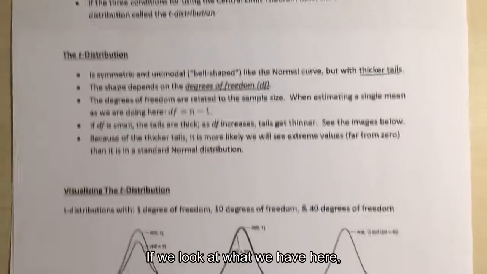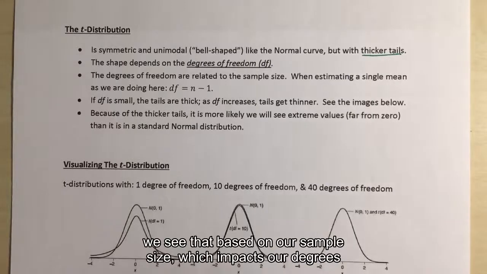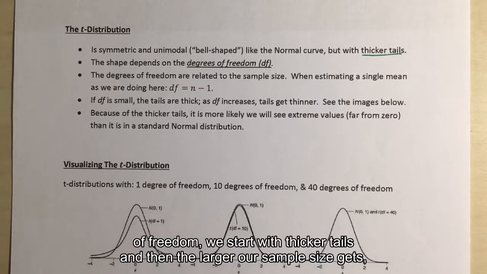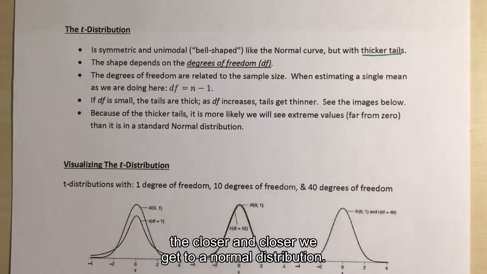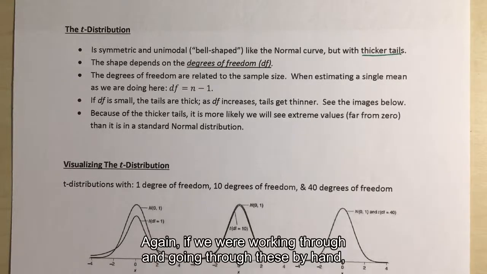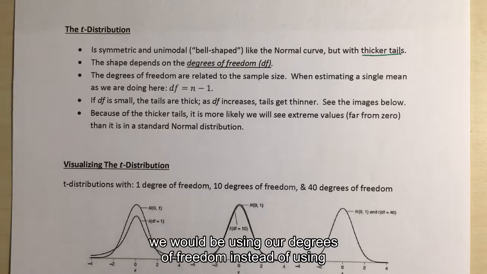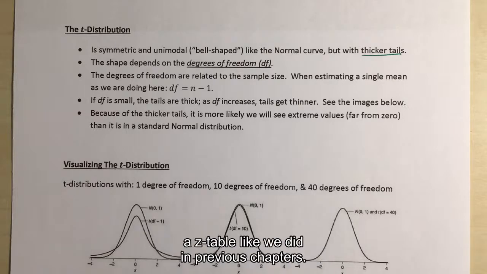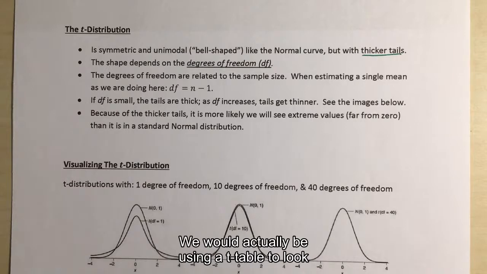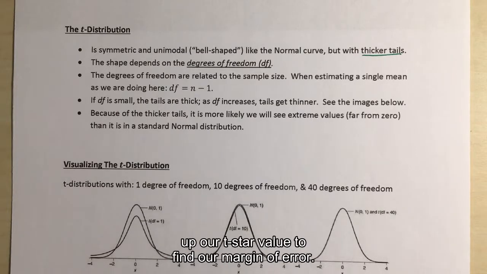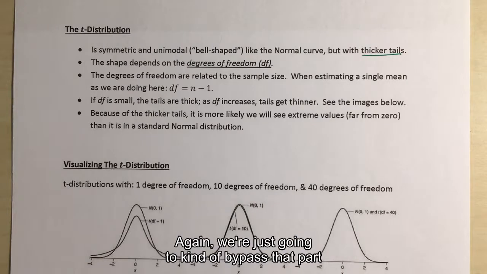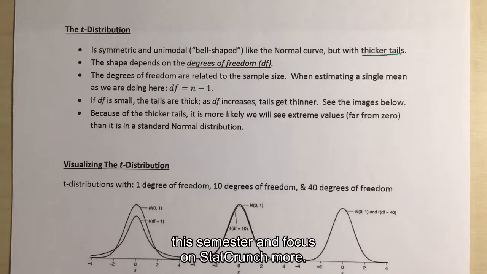So if we look at what we have here, we see that based on our sample size, which impacts our degrees of freedom, we start with thicker tails, and then the larger our sample size gets, the closer and closer we get to a normal distribution. Again, if we were going through these by hand, we would be using our degrees of freedom. Instead of using a Z table like we did in previous chapters, we would actually be using a T table to look up our T-star value to find our margin of error. Again, we're just going to bypass that part this semester and focus on StatCrunch more.